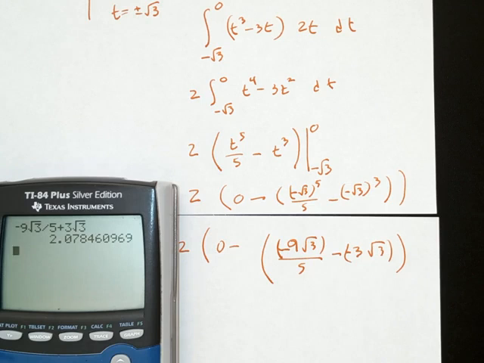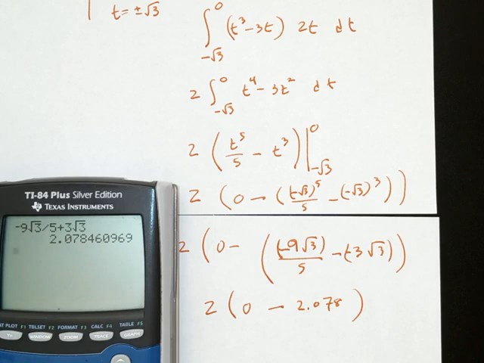Now, here's the problem. Everything we've done is correct. What do you notice that's weird about this answer? Why? That's correct. The answer to this integral is a negative number. Why is that right? Give me words.